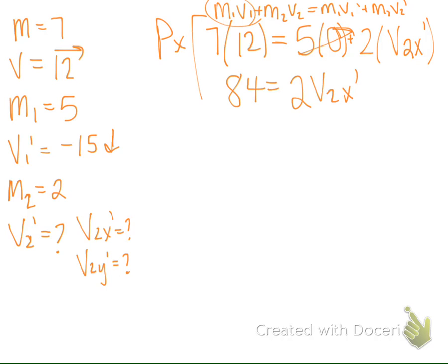Okay, right? Because this was 0, we're done with that. So now we'll take our 84 divided by 2, and that means our v sub 2x prime is going to be 42 meters per second. And which direction would that be going? The right. To the right, because it came out as a positive.